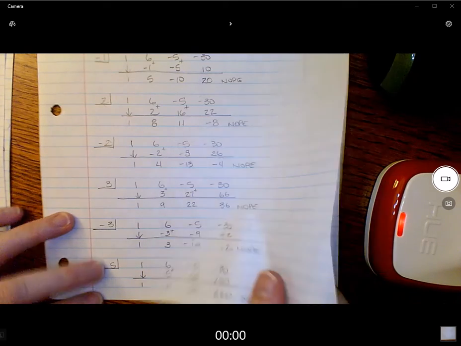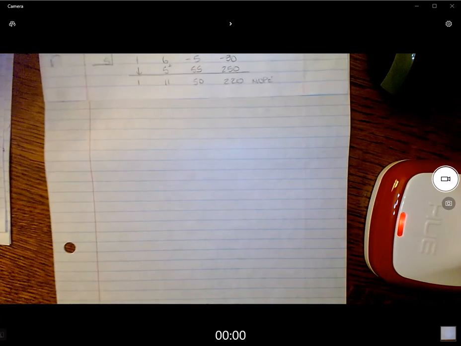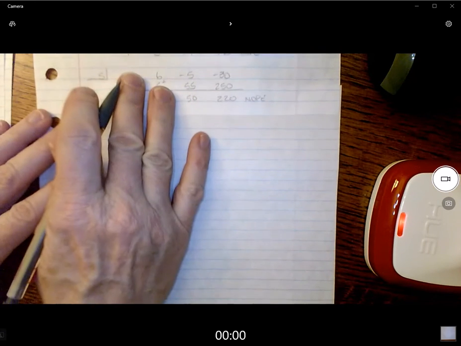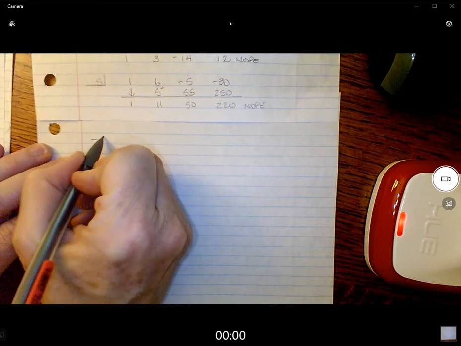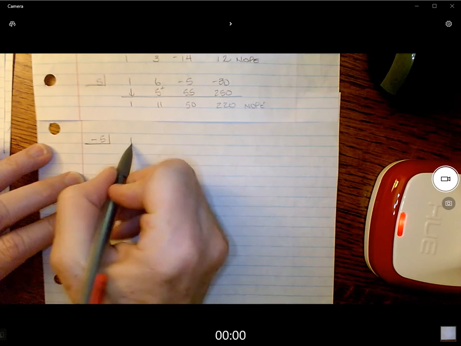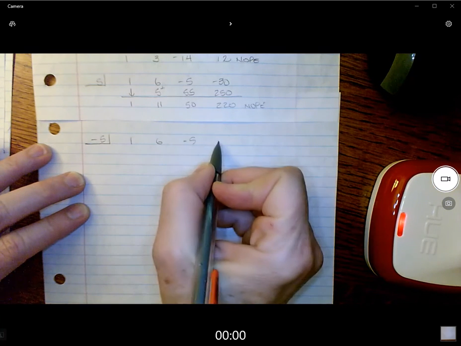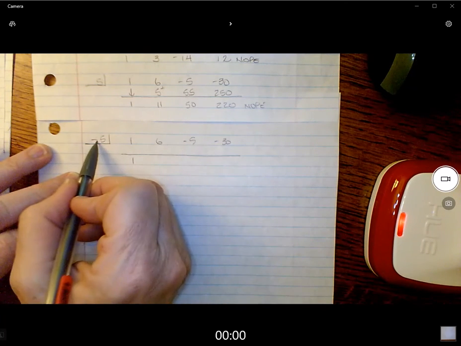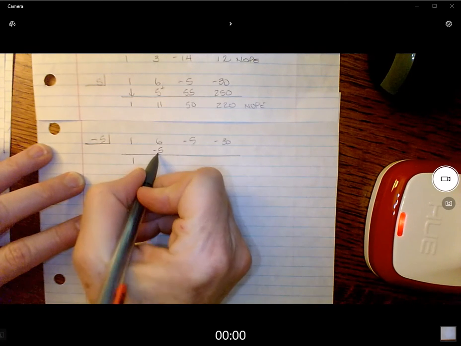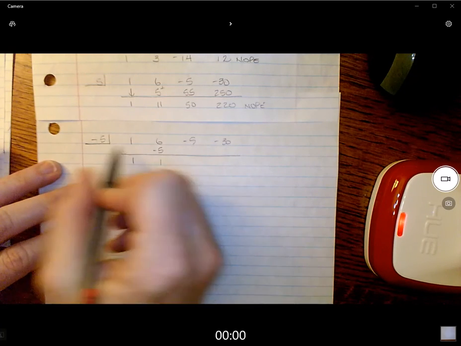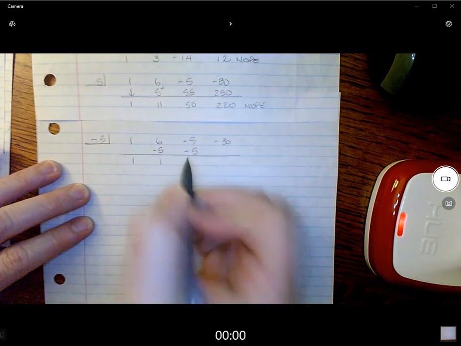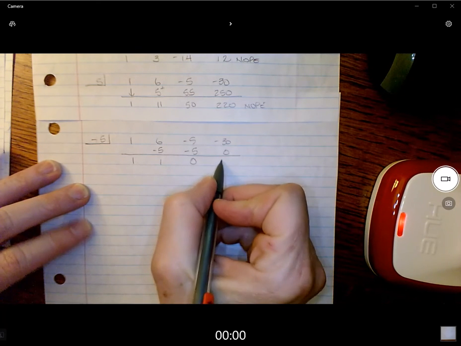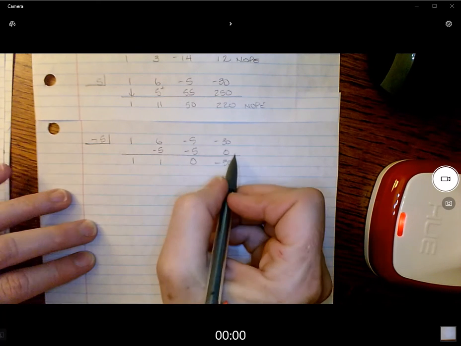Alright, go on to my next page. Let's try negative 5. Negative 5. Okay, 1, 6, negative 5, negative 30. Okay, 1. Negative 5 times 1 is negative 5. 6 plus negative 5 is 1. Negative 5 times 1 is negative 5. Got a 0 there. But unfortunately, negative 5 times 0 is 0, leaving us negative 30. Nope.